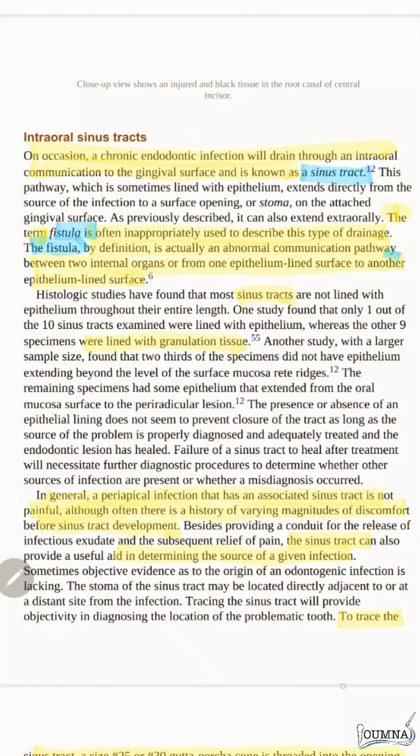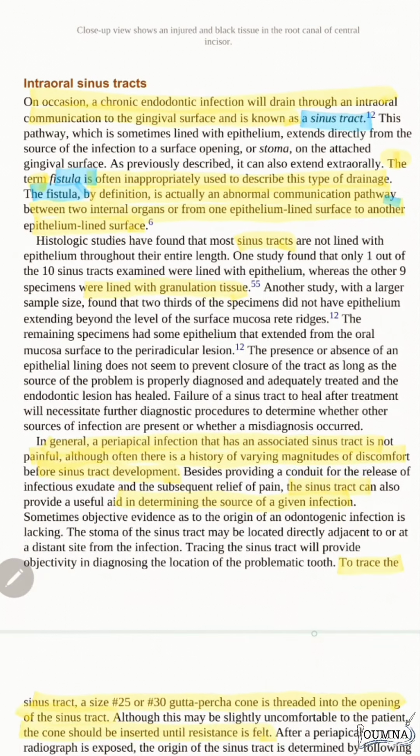Sometimes this swell opens in the sinus tract. What is a sinus tract? It is actually a connection between the apex of the root with the gingival surface. It is usually lined with the granulation tissue, which indicates inflammation.